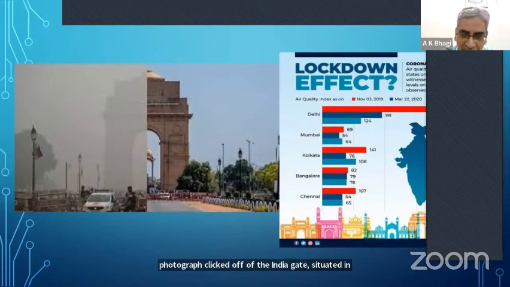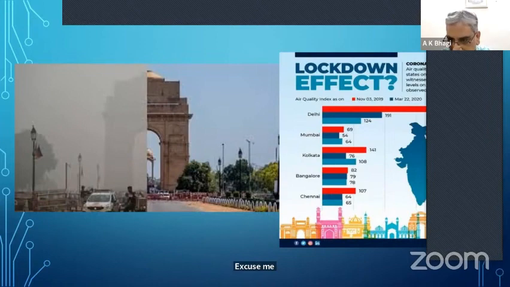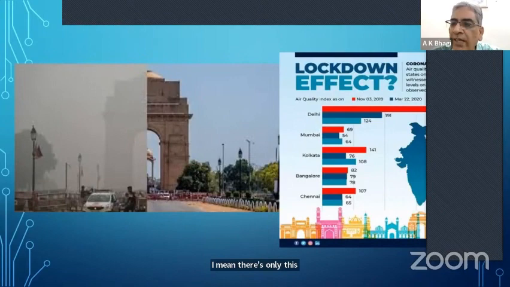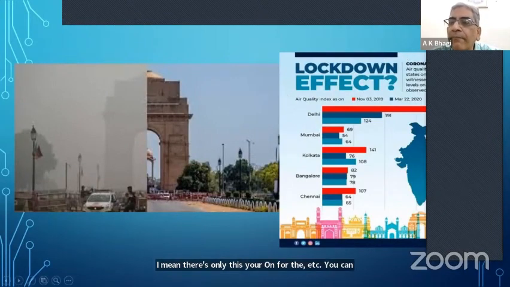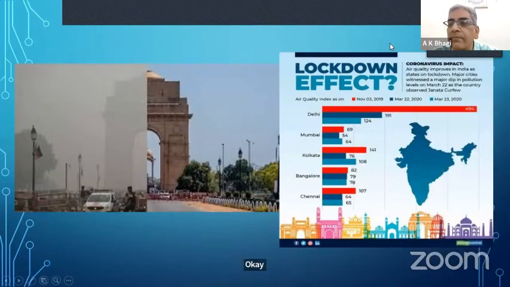Excuse me, Professor Bhagi, your slides have some kind of a black strip coming. Where is it? No, but I don't see any black strip. It's not there. I mean, there is only this on photographs, etc. You can minimize it, so then you can see it full. Okay. Now it's visible. Okay, no problem.